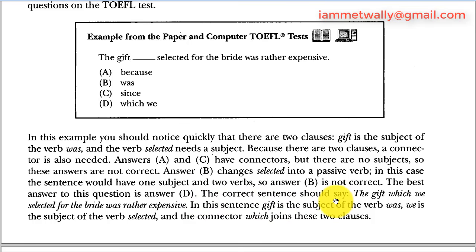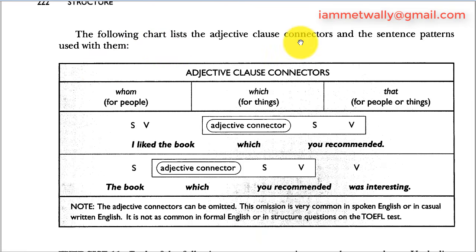The correct sentence should say, the gift which we selected for the bride was rather expensive. In this sentence, gift is the subject of the verb was, we is the subject of the verb selected, and the connector which joins these two clauses. The following chart lists the adjective clause connectors and the sentence pattern used with them. Here it is. Whom, which, that.